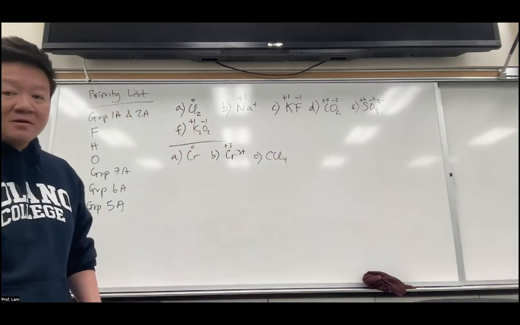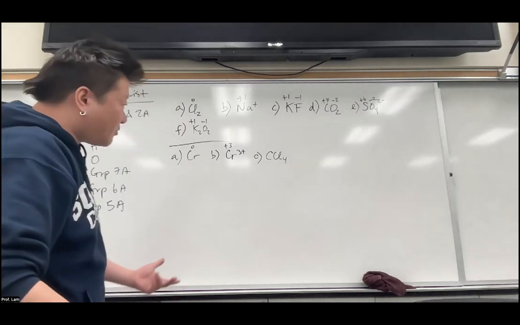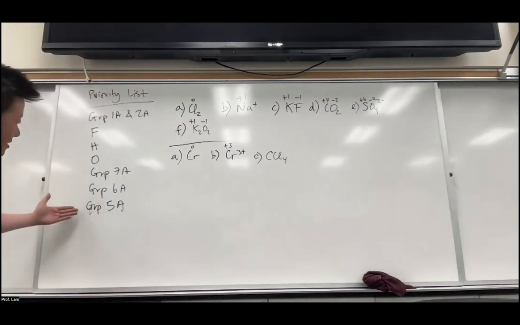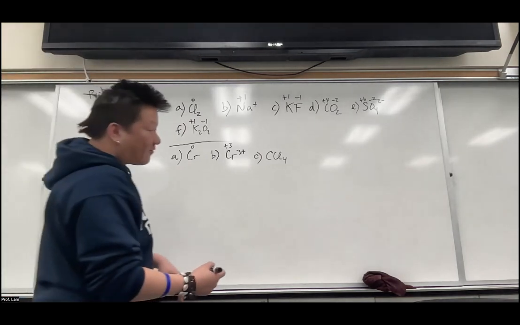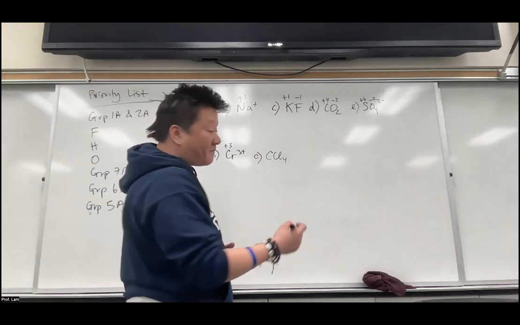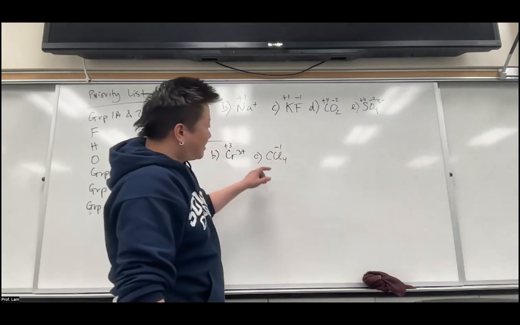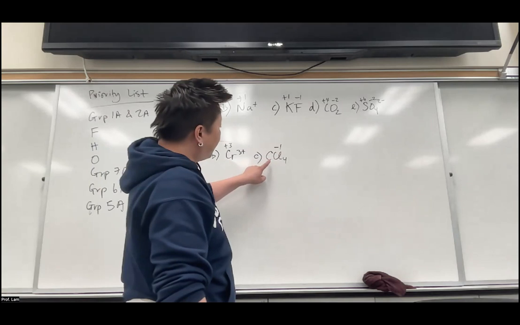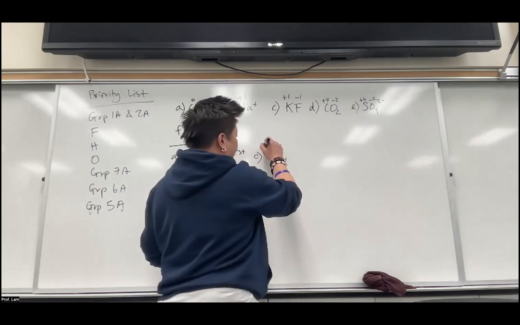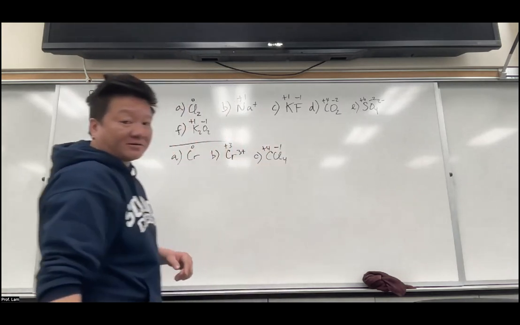C, CCl4. Okay, so between carbon and chlorine, guys, which one are we going to assign first? Let's look at that priority list. Carbon's not even on here, right? Carbon's in group 4A. Chlorine's in group 7A. We'll do that one first. Remember group 7A, we have -1, right? So now we have 4 chlorines, so -1 times 4 is -4. And carbon has to be +4.